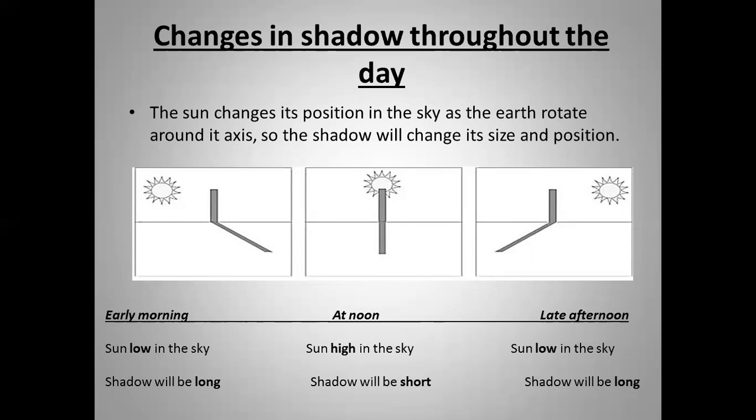Also, the shadow changes throughout the day. We see that the sun changes its position in the sky. Why? Because the earth rotates around its axis, not because the sun moves. The sun does not move. The earth rotates around its axis. So, the shadow will change its size and position.